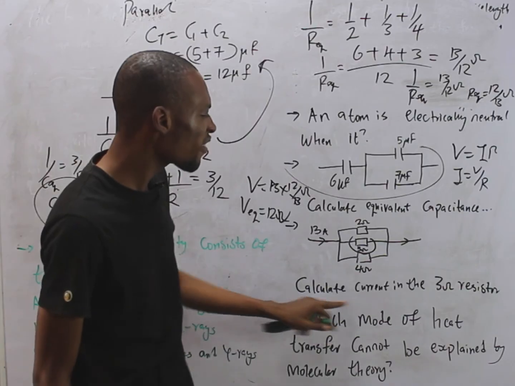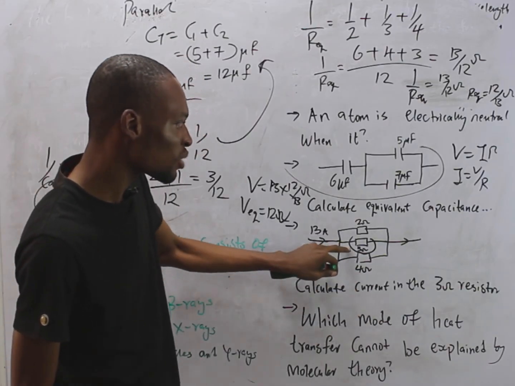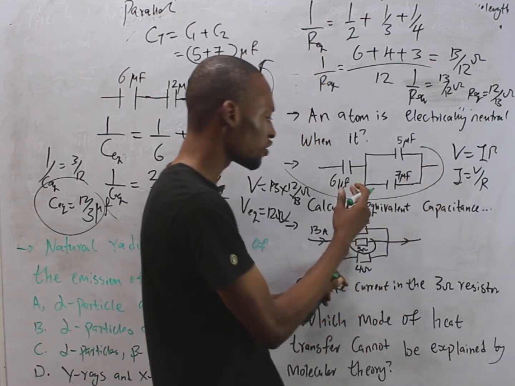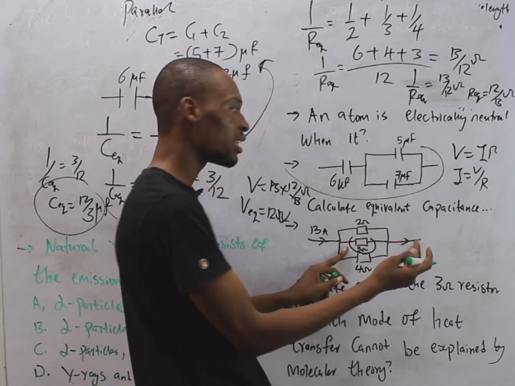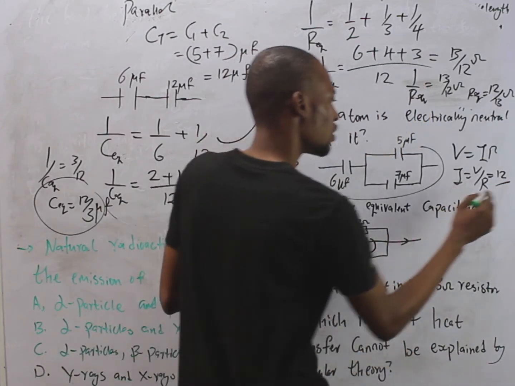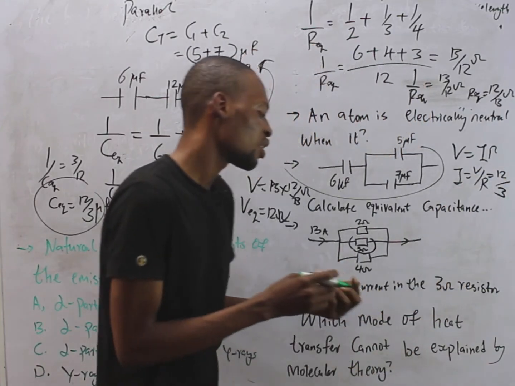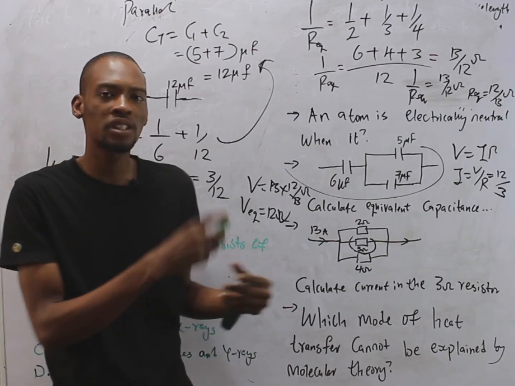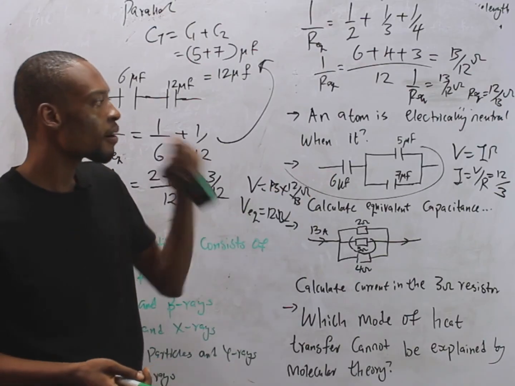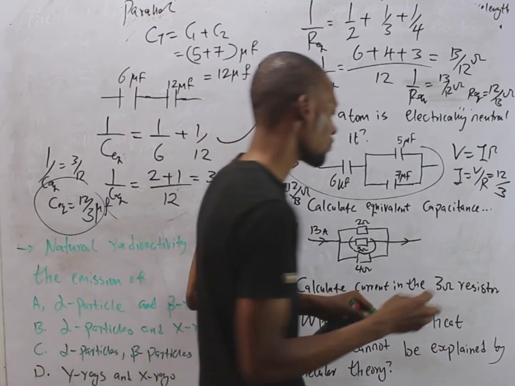The current in the 3 ohm resistor, this particular one, will simply be the equivalent voltage, because the same voltage flows through them in parallel, which is 12 over 3. In parallel connection, the same voltage flows but different current flows across them. To give you current is 12 over 3 ampere.